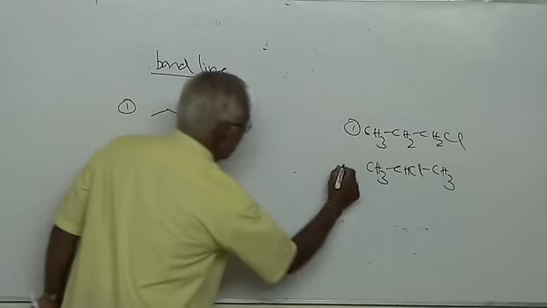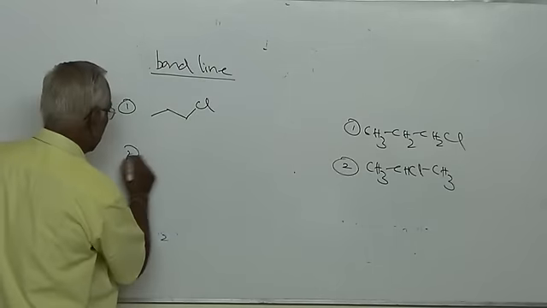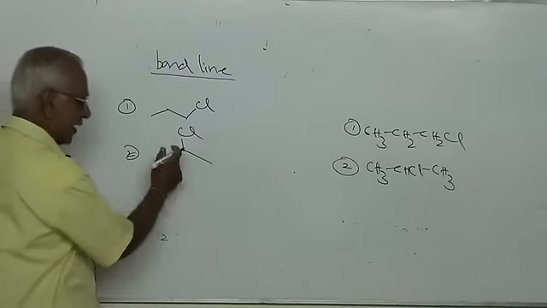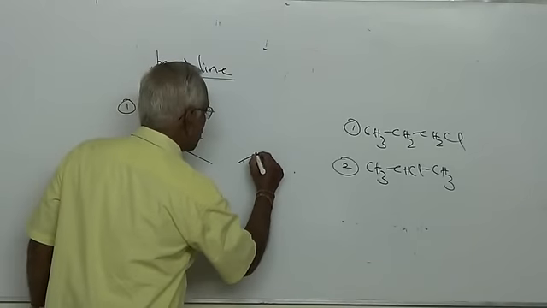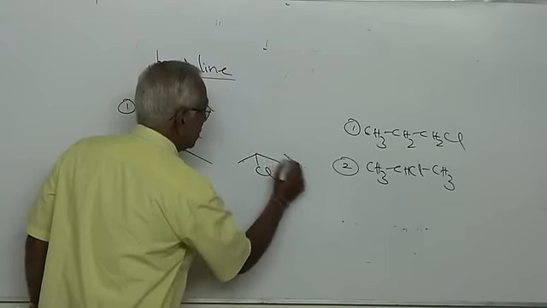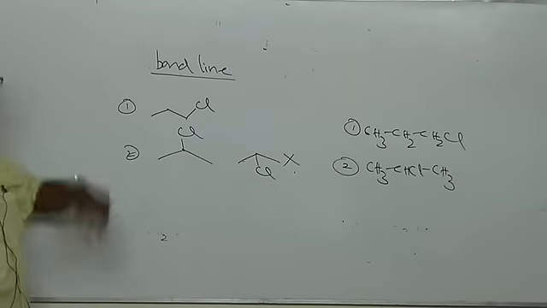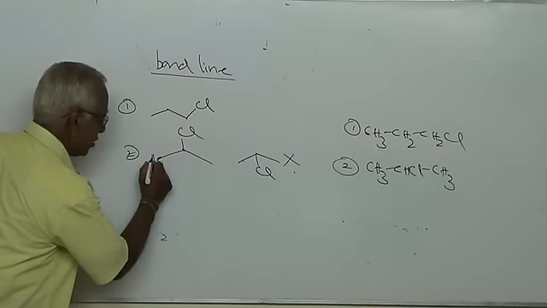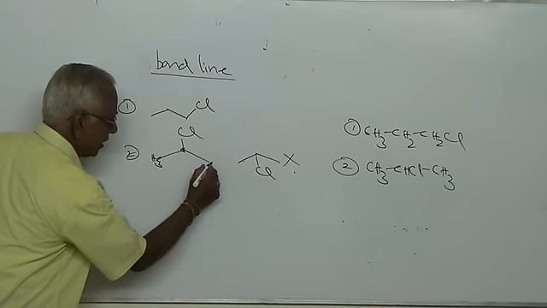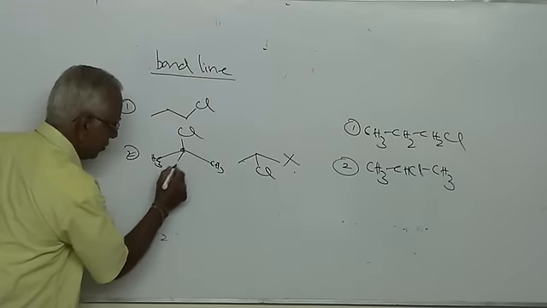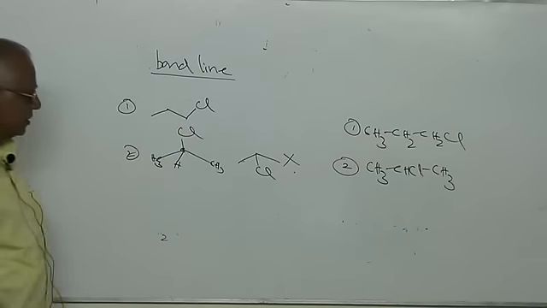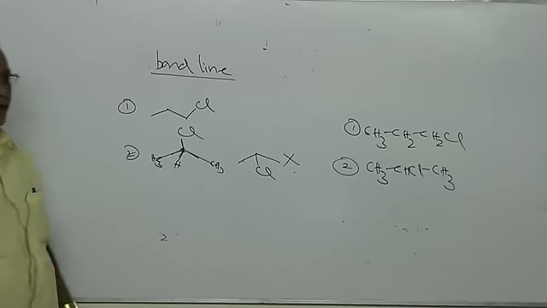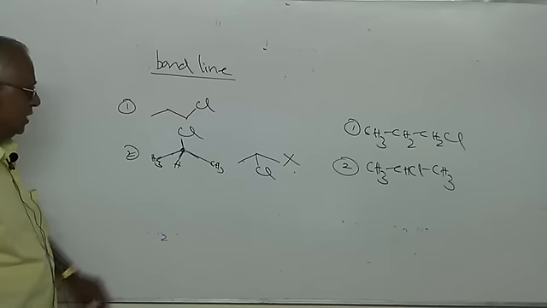What should be the bond line formula of compound number 2? You write this. This is going to be a propane. Now, you have a chlorine here. You should write it upward only, because you should not write chlorine this way. You have to represent the tetrahedral, because this is going to be CH3 here. This is going to be a carbon here. This is CH3 here. Now you have got one hydrogen. So look at this structure here. It's a perfect tetrahedron. That's why you are supposed to put the chlorine on the top.